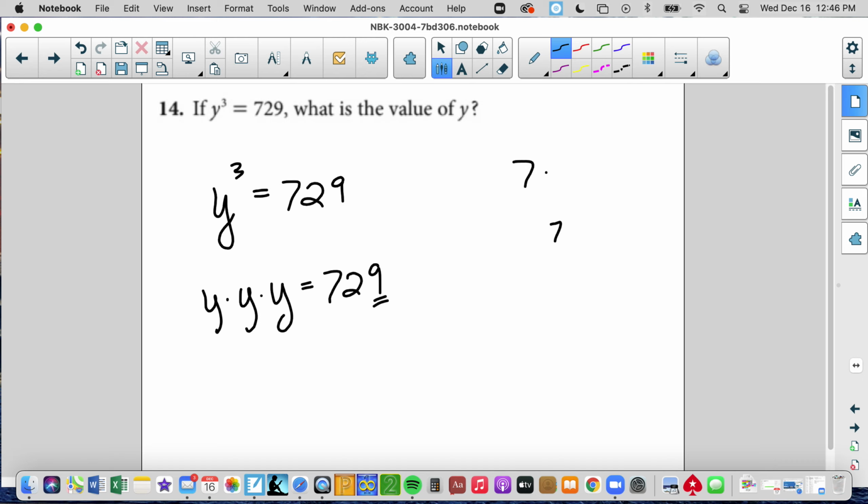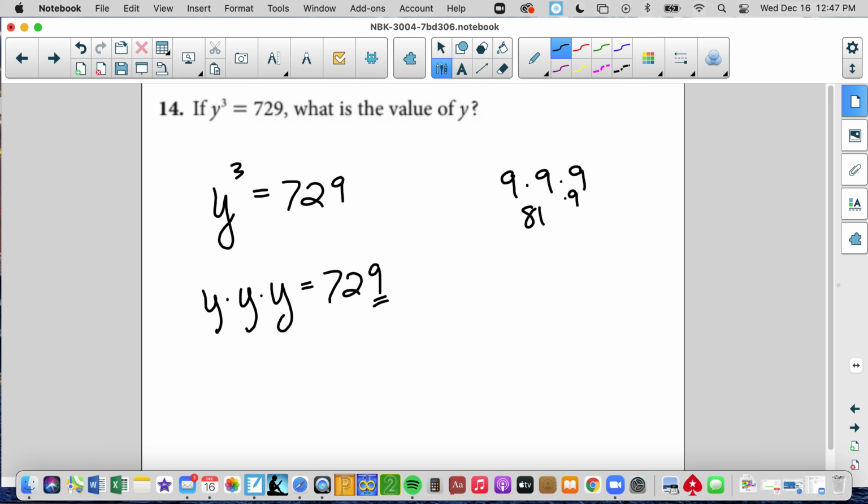7 was the one that I was thinking, just because 7 times 7 is 49, but 9 times 7 is 63, so that would end in a 3. 8 is 64, and then 4 times 8 is 32, so that doesn't work. Did we do 9? Oh, I bet you, maybe it is 9. It's 81, and then times 9.